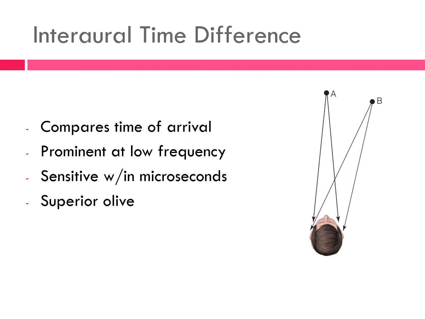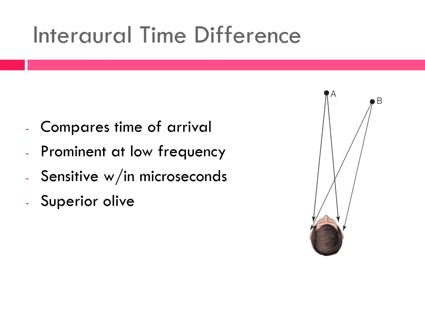We've talked about milliseconds as thousandths of a second. Microseconds are like a millionth of a second. So we're very sensitive. Our brain is very sensitive to these interaural differences. These are prominent at low frequencies.